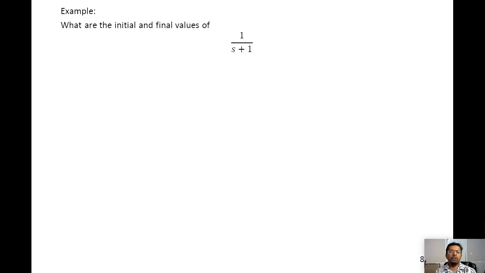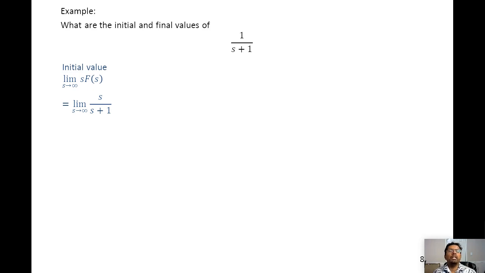So here's a simple example. We would like to calculate the initial and the final value of 1 plus 1 over s plus 1. You can pause this video and then upload the results. So the initial value, going from the previous slide, is given by the limit as s tends to infinity of s times F of s. So we substitute that value, and it becomes the limit as s tends to infinity of s over s plus 1. The problem here is that if we substitute infinity, we'd have infinity over infinity, which is not defined. So we need to do something different.